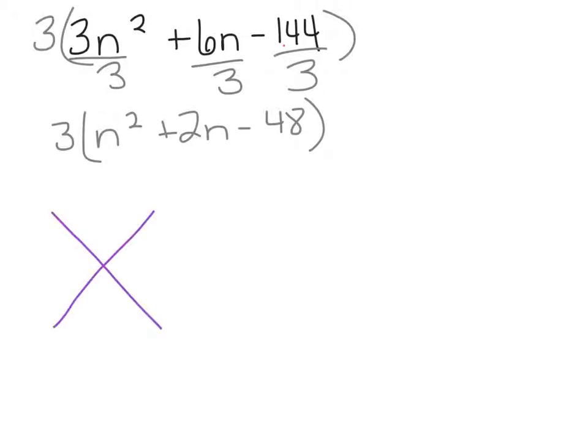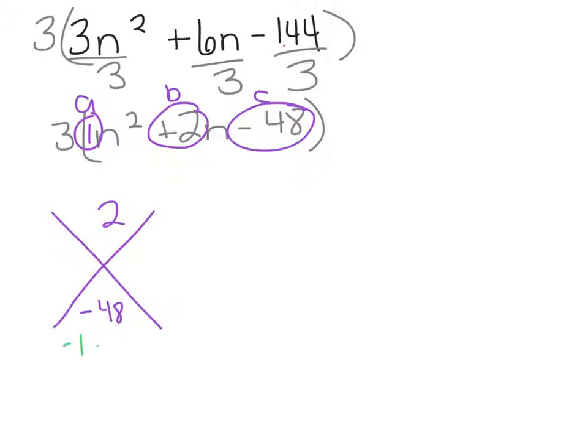Okay, so when we go to do our x, we put b on top, which is a 2, on the bottom, a times c, which is negative 48. Now when we list our pairs of factors, our signs will be different because a times c is negative, and then the larger number will be positive because b is positive.